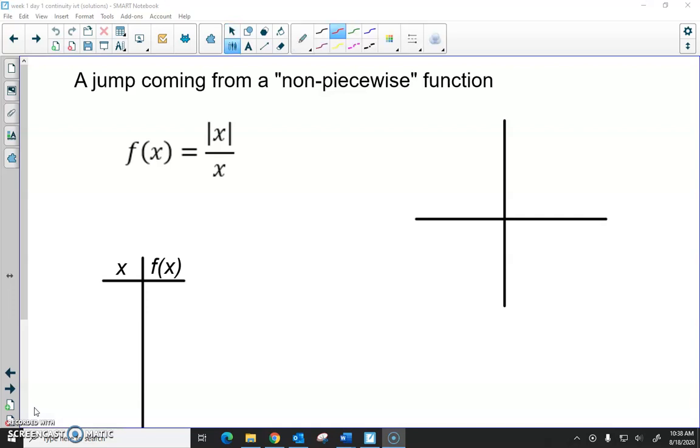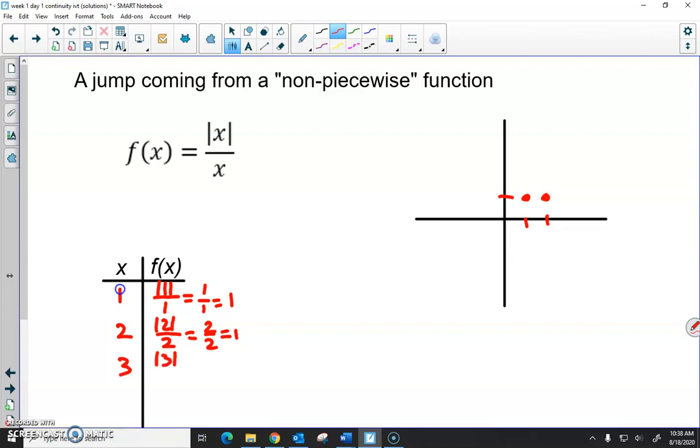So if I think about creating a table of values here, if I plug in a 1, I'd have the absolute value of 1 over 1, which is just 1 over 1, which gives me 1. So at 1, I have a y value of 1. If I plug in 2, now I have the absolute value of 2 over 2. Well, that's just 2 over 2. That's 1. And if I do one more, I have the absolute value of 3 over 3. That's going to just give me 1 as well. So it looks like right now I would have some type of horizontal line.